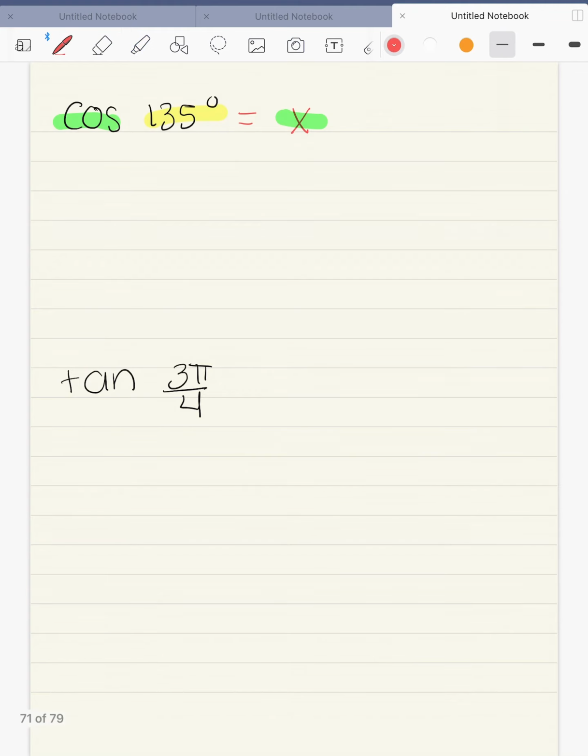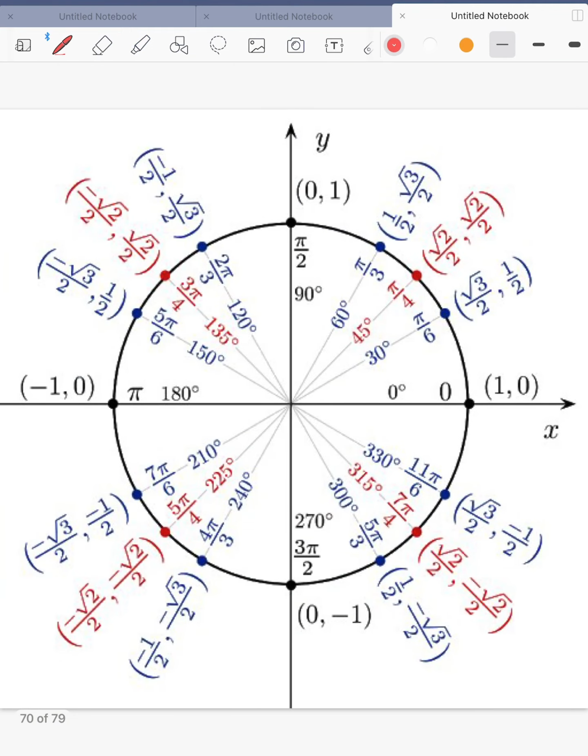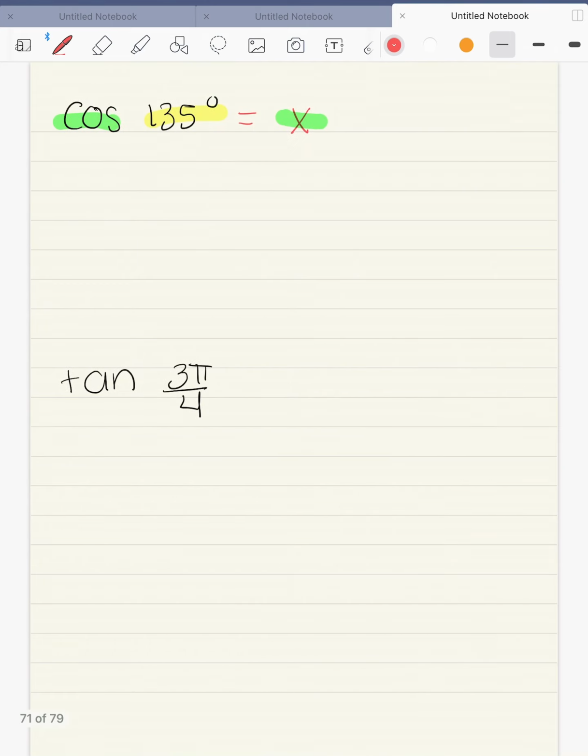So we're gonna go to the unit circle and find 135. 135 is this angle right here. This is 135, or 3 pi over 4, and cosine is the x, so the x coordinate will be this one right here, and we just have to copy it. So cosine is negative radical 2 over 2, and that's it. Very easy question. The next one is asking us to find tangent of 3 pi over 4.